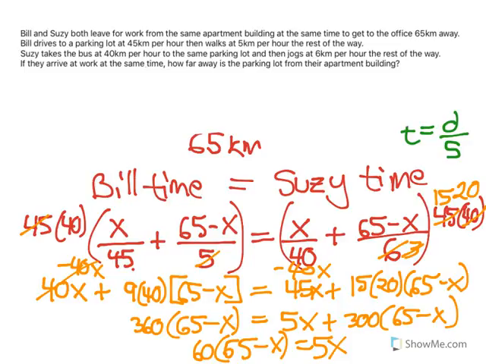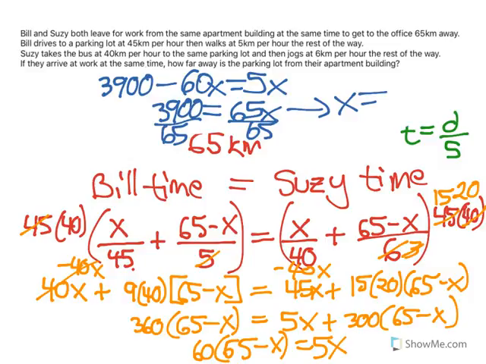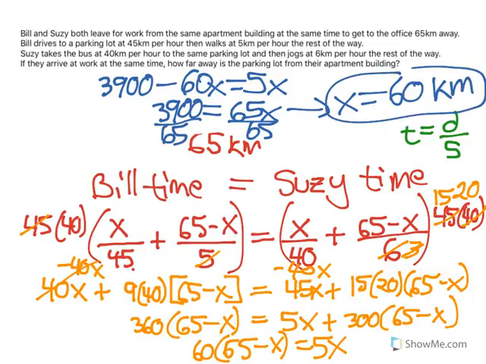Okay, up here, so 60 times 65, that gives you 3,900. So we get 3,900 minus 60x equals 5x. Add the 60x over, 3,900 equals 65x. And by dividing by 65, we end up with x equals 60. So this is x equals 60 kilometers.